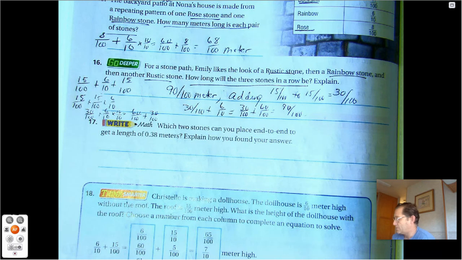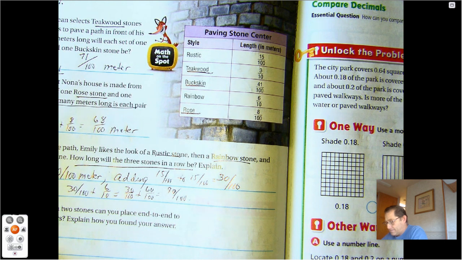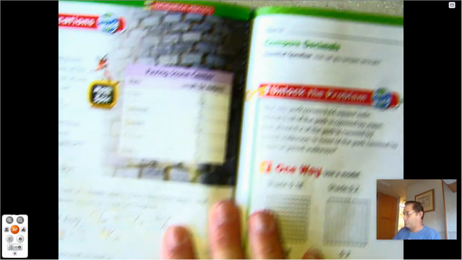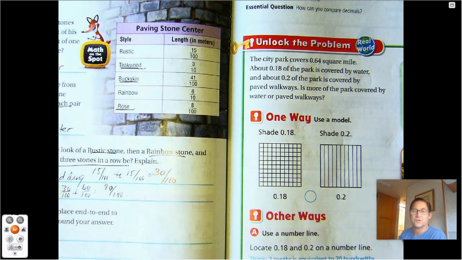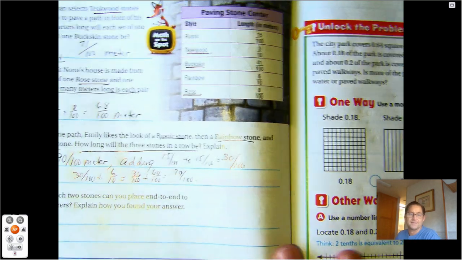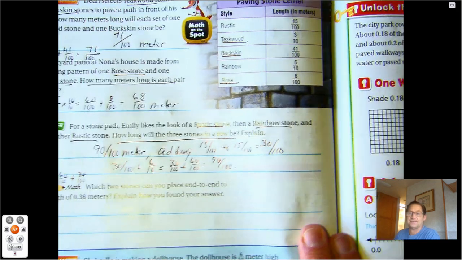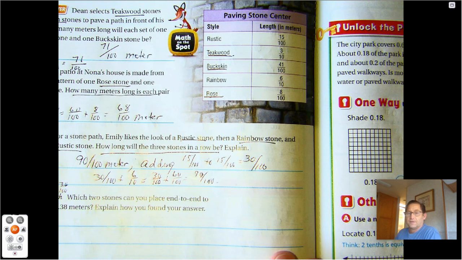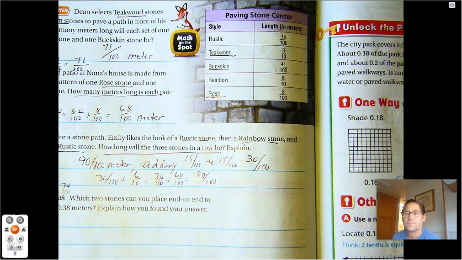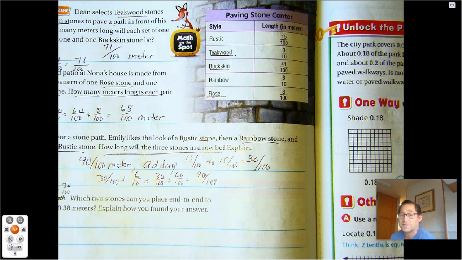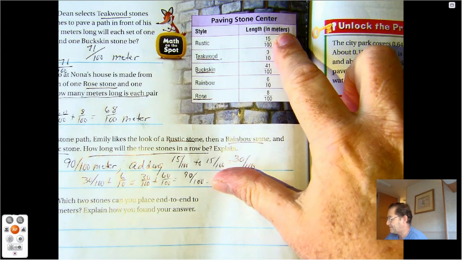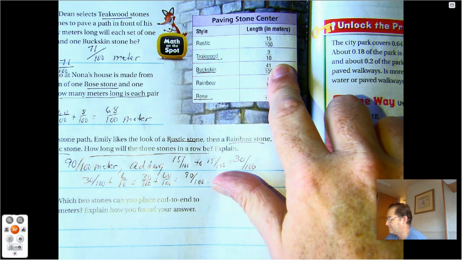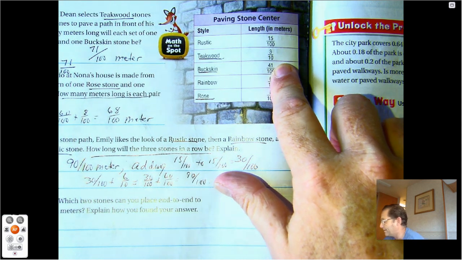Which 2 stones can you place end to end to get a length of 38 hundredths meters? Explain how you found your answer. 38 hundredths meter. Okay, well, we just kind of combine 2 stones, right? And we have to have a total of 38. So I want to try to start with the ones that are already in the hundredths. So 15 and 41, that's 56. Okay, so that won't work.